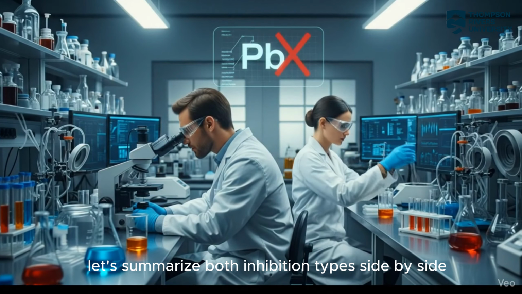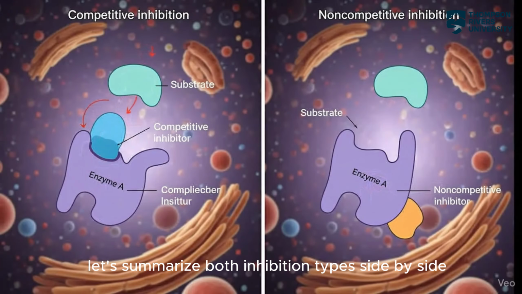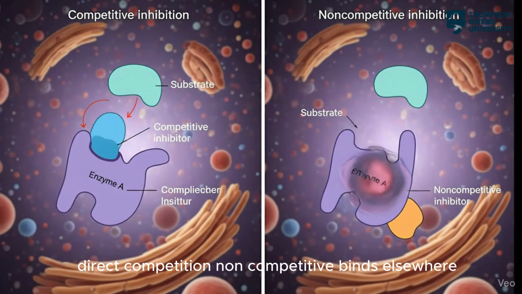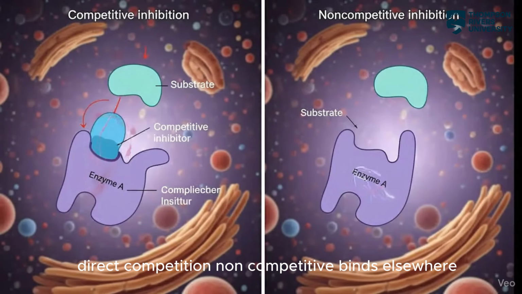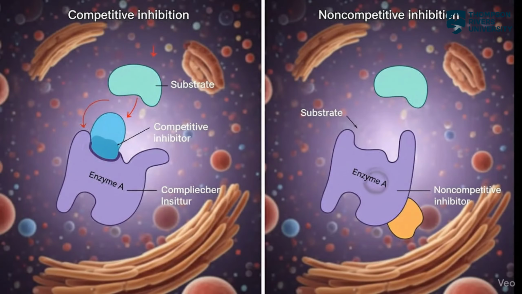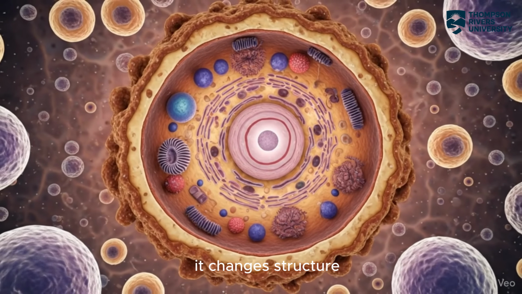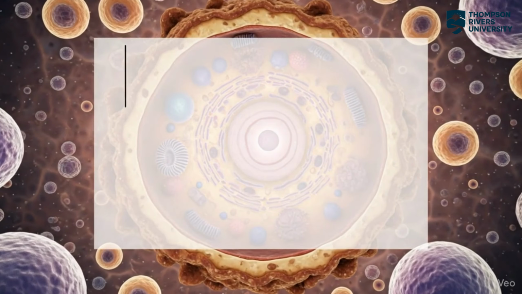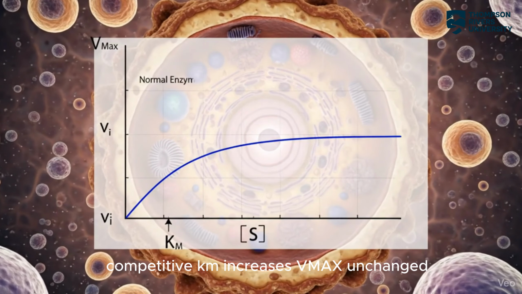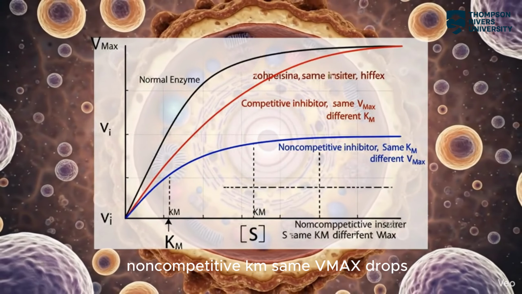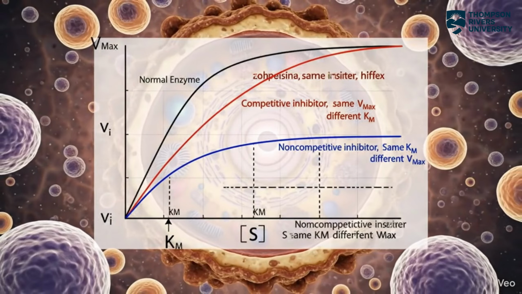Let's summarize both inhibition types side by side. Competitive binds the active site, direct competition. Non-competitive binds elsewhere, changing shape. Competitive inhibition is reversible by adding more substrate. Non-competitive isn't. It changes structure. Competitive, Km increases, Vmax unchanged. Non-competitive, Km same, Vmax drops.